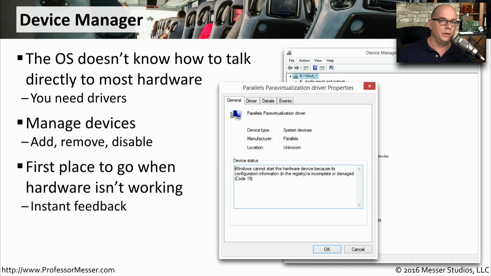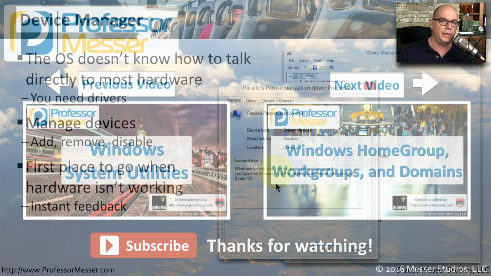And if you're having a problem with a particular piece of hardware, you might want to look at the properties for that device. It may be able to tell you exactly the reason why it's not able to use this hardware with the operating system.